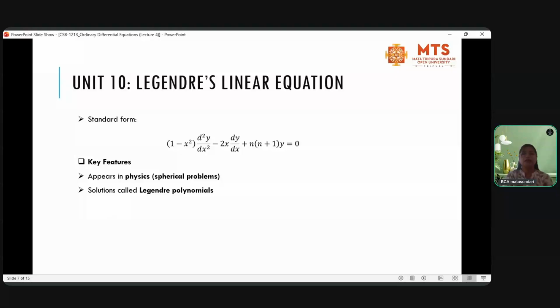Next, the Legendre linear equation. The standard form is (1 minus x^2) d^2y/dx^2 minus 2x dy/dx plus n(n plus 1) y equal to 0. What are the key features of the Legendre equation? It appears in physics, in spherical problems, and the solutions are called Legendre polynomials.